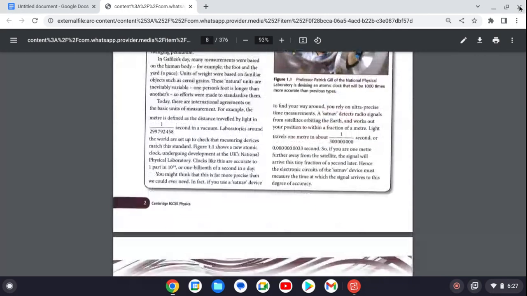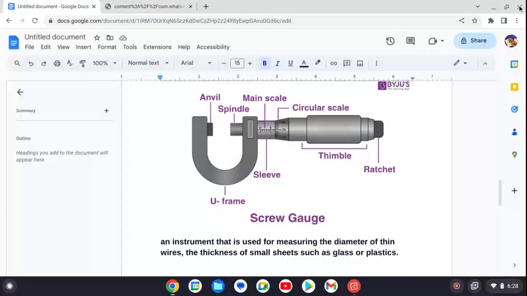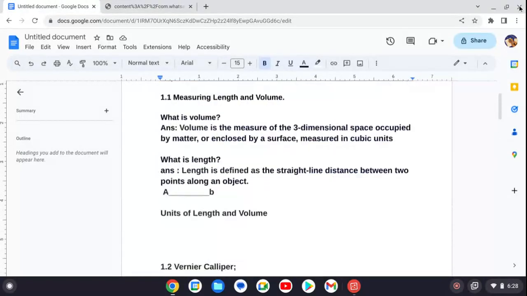Okay, so basically first, from topic 1.1, we have measuring length and volume. Before starting that, you must know what is length and what is volume. So we got the definition here of length and volume.